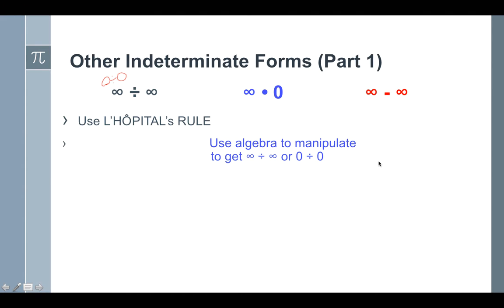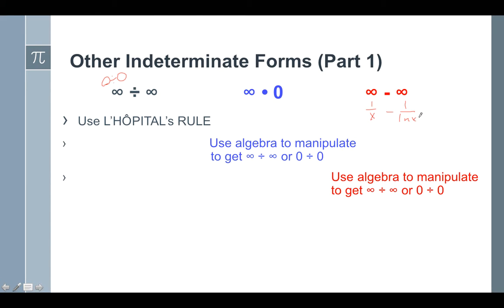And likewise goes with infinity minus infinity. If you get that, you also need to use a little bit of algebra to make it into a ratio. So we're looking for finding fractions. And usually this is going to be like a fraction minus another fraction, something like this.